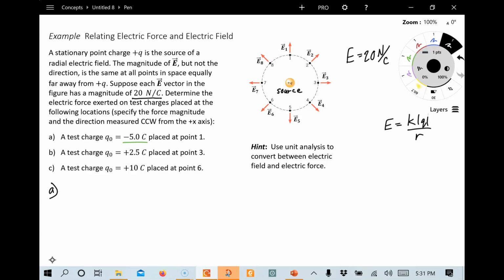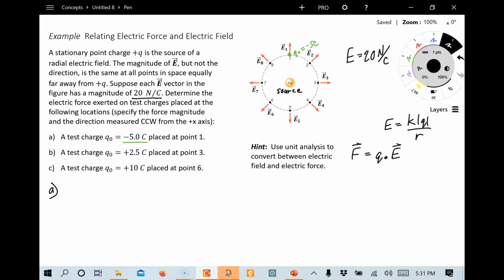Well, there's a simple relationship between force and electric field. So the force on a charge, say I take this charge Q0 and place it at point 1 here. It's equal to negative 5 coulombs. I've placed it there. How is it going to be affected? Well, we know it's going to be pushed straight up away from the source charge, right? The relationship between field and force says the force of that push upwards is the charge multiplied by the electric field at that point in space.